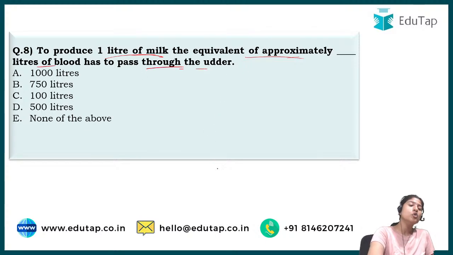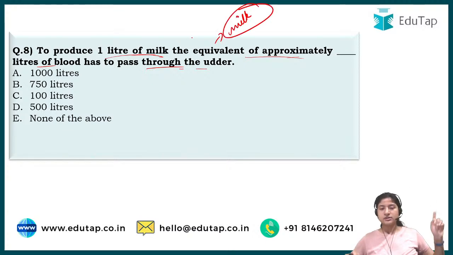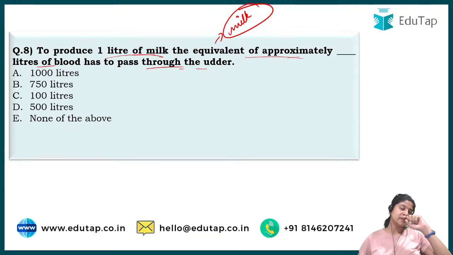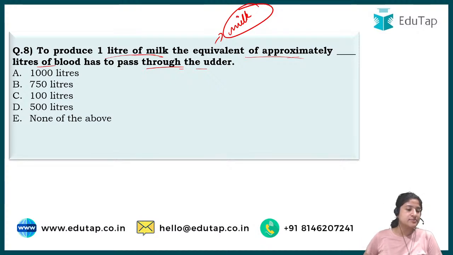Next question says, to produce 1 liter of milk, the approximate liters of blood that must pass through the udder. Now you must know from which topic it has been asked. It has been asked from the topic milk. In 2018, there were questions that were directly related to milk. This question and 1-2 that we have done previously were also directly related to milk. So not only what breeds of cattle produce milk, but the topic milk, its composition, or whatever other things that are required, you should remember. Okay, it is a part of animal husbandry only.